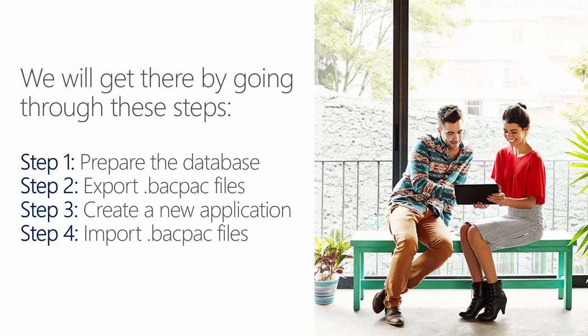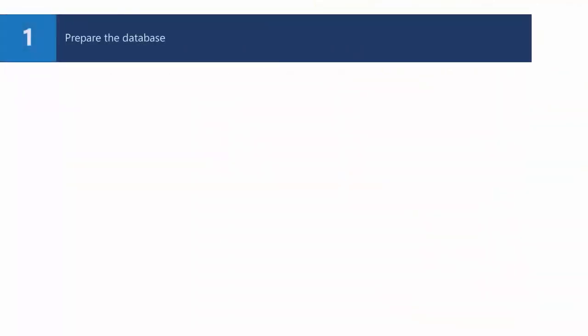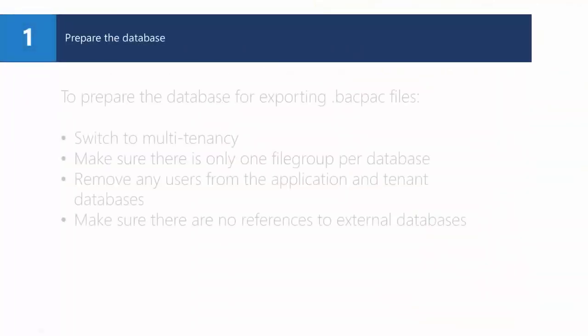I'll first prepare my NAV database for exporting bacpac files. Then I'll export the bacpac files. Next, I'll create a new application in the Management Portal. And finally, I'll upload the bacpac files into a new application version. Let's get started. I first must prepare my database.